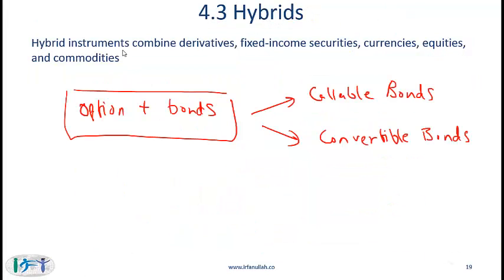Hybrid instruments combine derivatives, fixed income securities, currencies, equities, and commodities, and that's why they are called hybrids. A classic example is where we can combine an option and a bond to create what is called a callable bond or convertible bonds. We will see this material in fixed income securities.